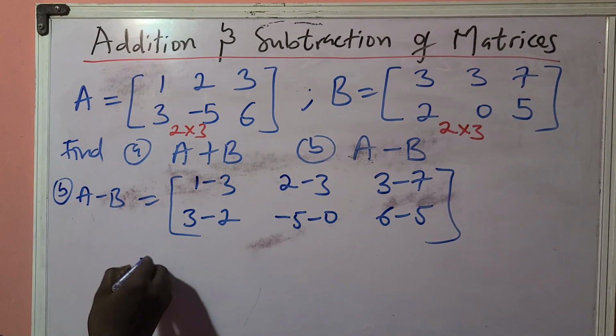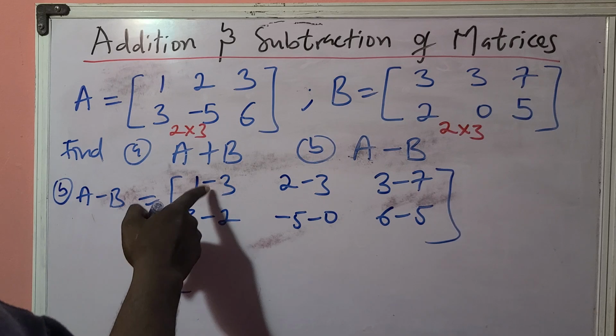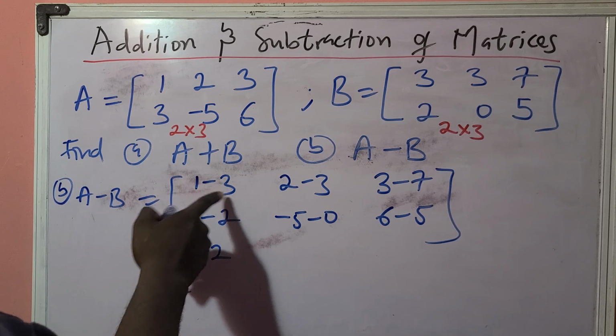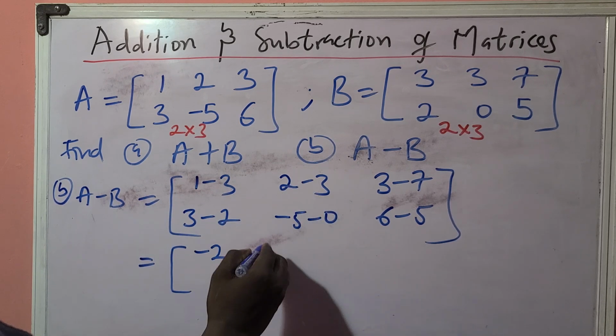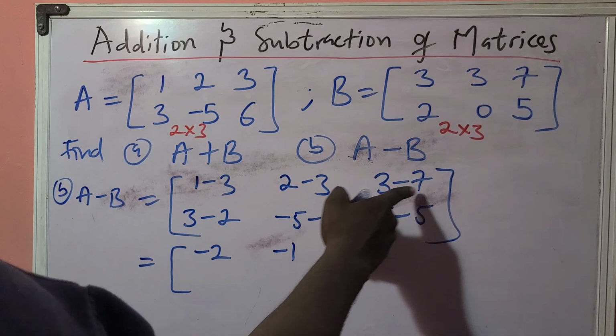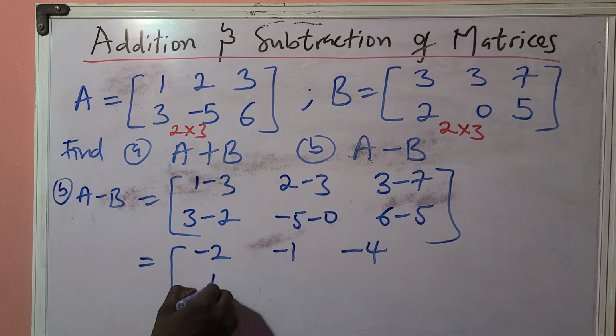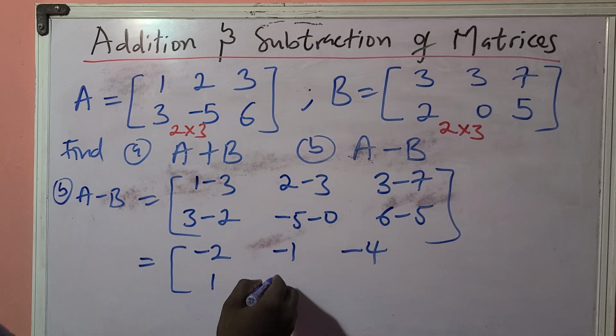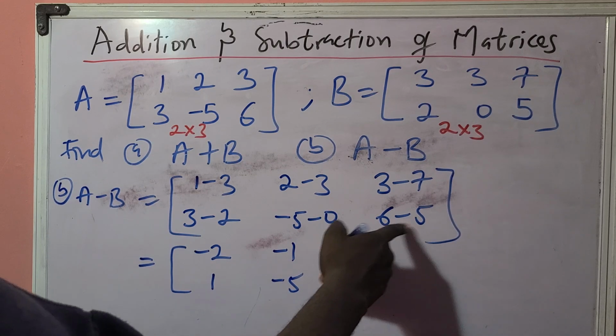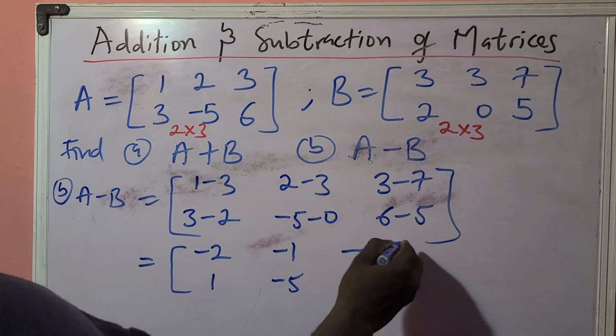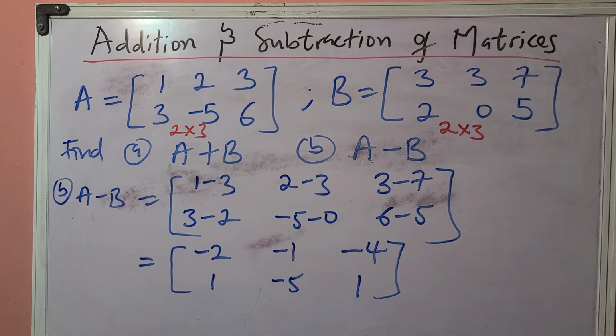So the resultant of this will be: 1 minus 3 is minus 2, 2 minus 3 is minus 1, 3 minus 7 is minus 4, 3 minus 2 is 1, minus 5 minus 0 is minus 5, 6 minus 5 is 1. So this gives us the value for our matrix subtraction.